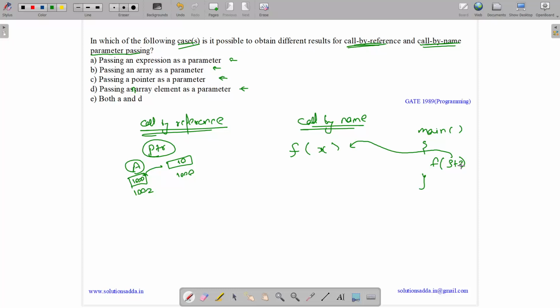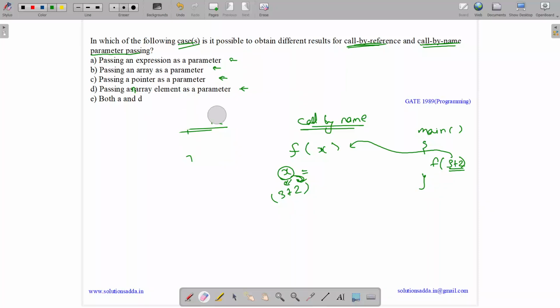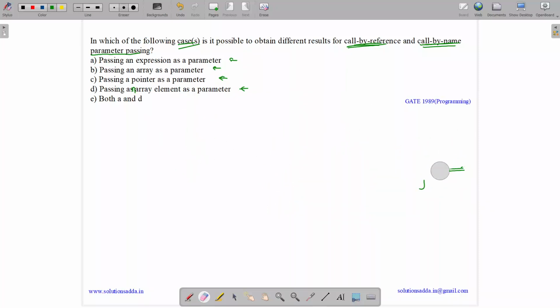If it was 3 plus 2, so 3 plus 2 came over here. So wherever x is there in the program, it will be replaced by 3 plus 2. At runtime, the replacing happens. So it is similar to macro substitution, but happening at runtime. Now we have to tell in which of the following cases call by reference and call by name will give different results. So for this, let me give you an example.